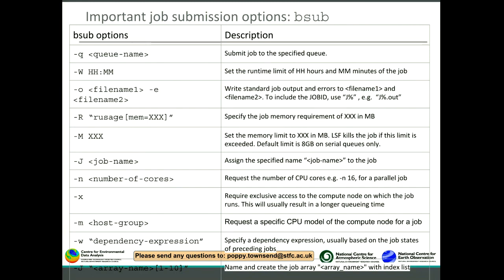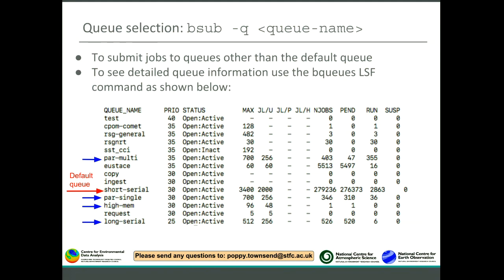So now the queue selection. As I said, you don't need to put -q with the queue name, -q short-serial, because short-serial is already the default, but it's good to have it in your scripts just to get into the habit in case you need to move from short-serial to other queues. Before deciding which queue to use, you can use the bqueues LSF command that can show you detail on the queues and the load on the queues. And this is the output of the LSF command shown here.